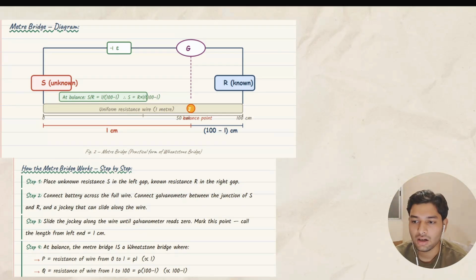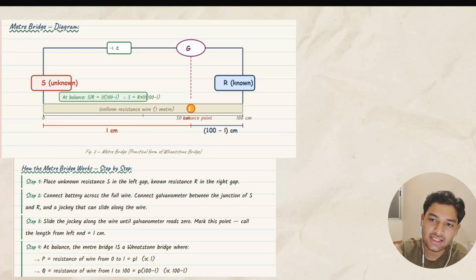Basically, what we are doing here is using the application of the Wheatstone bridge. As you see here, S and R are the two arms of this Wheatstone bridge. Then we have a wire that is cut into two parts. One part we take as L, and the other part we take as 100 minus L. The total length of the wire is 100.